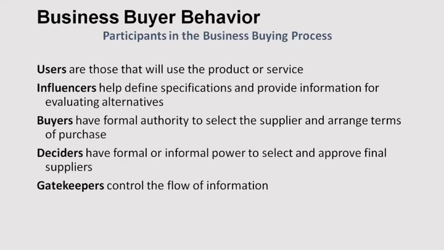So when you speak of users, class, it refers to those that will use the product or service. For influencers, they help define specifications and provide information for evaluating alternatives. Buyers have formal authority to select the supplier and arrange terms of purchase. Deciders have formal or informal power to select and approve final suppliers. And then lastly, the gatekeepers control the flow of information.